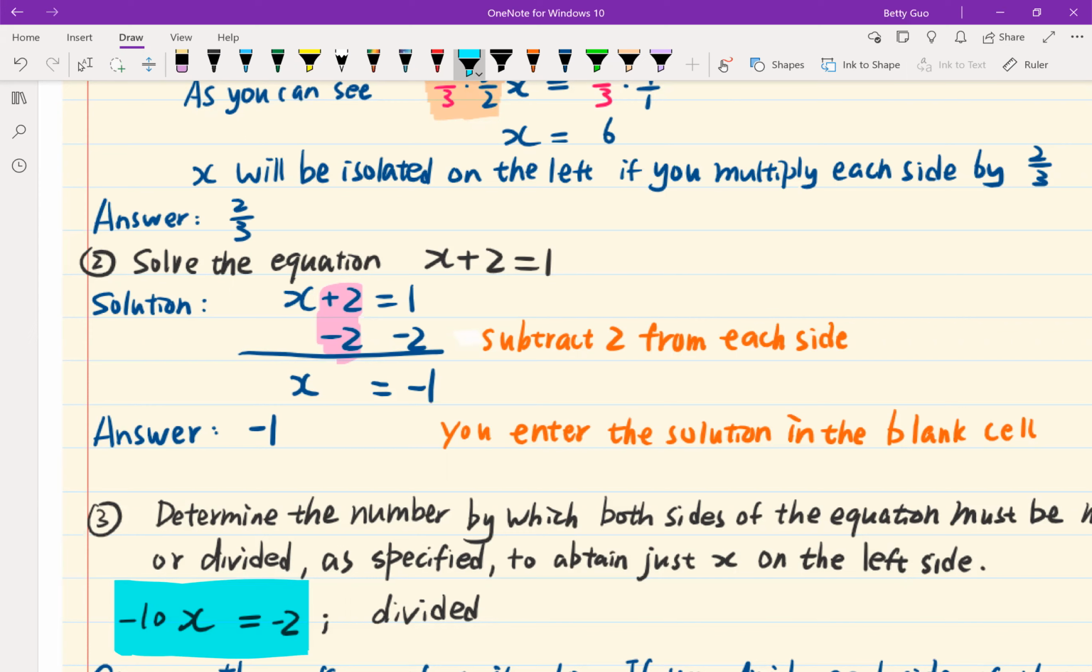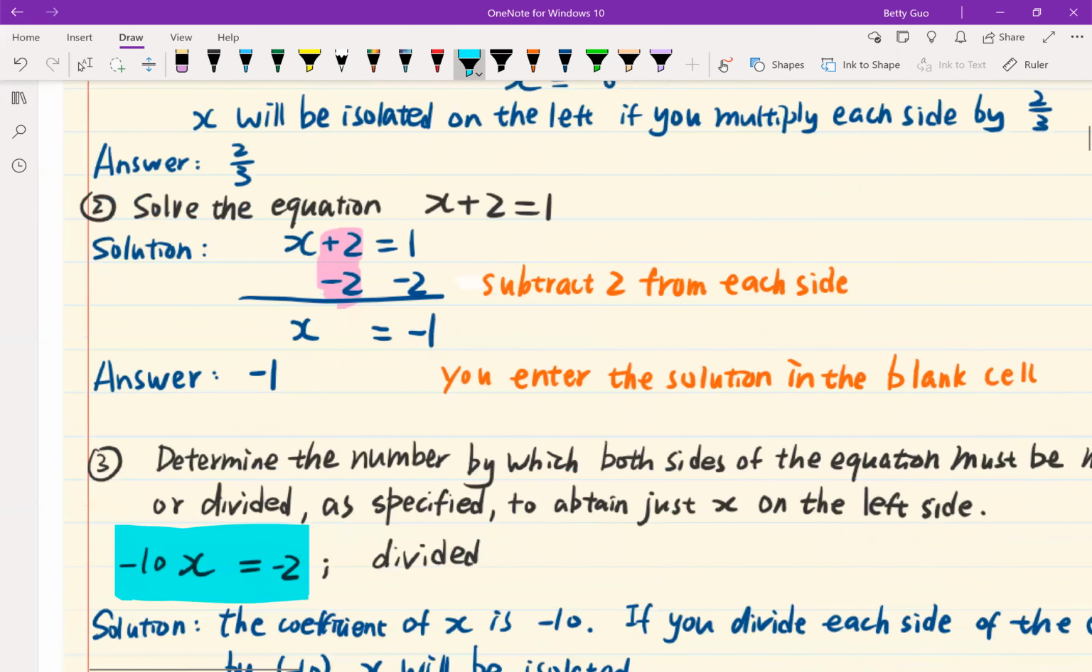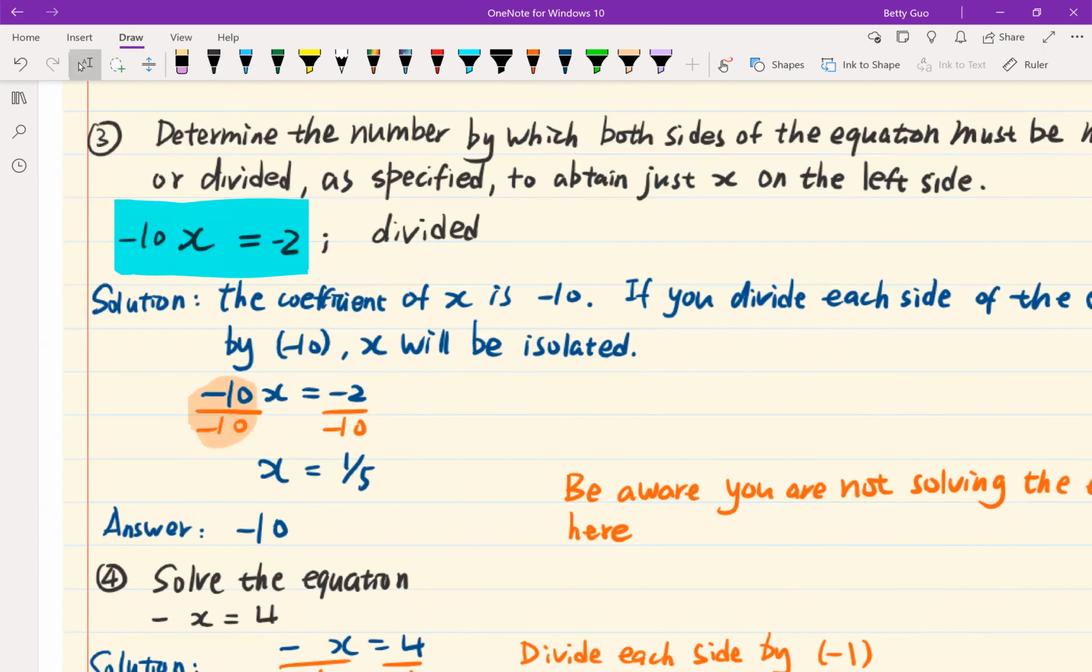Is that clear? Again, number 3, you are not solving. Tomorrow, if you have any confusion or you are not sure what you are going to do in this problem, you can just ask me. Number 3, you are not solving. The answer is not a solution. The answer is the number you are going to divide both sides of the equation by, -10.